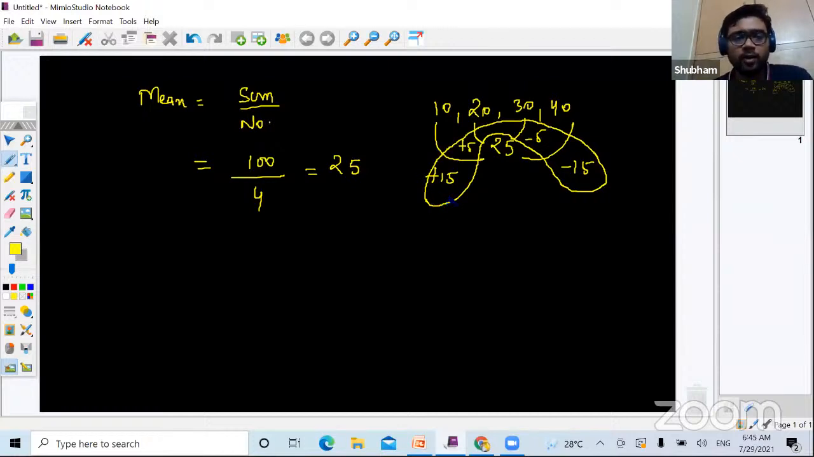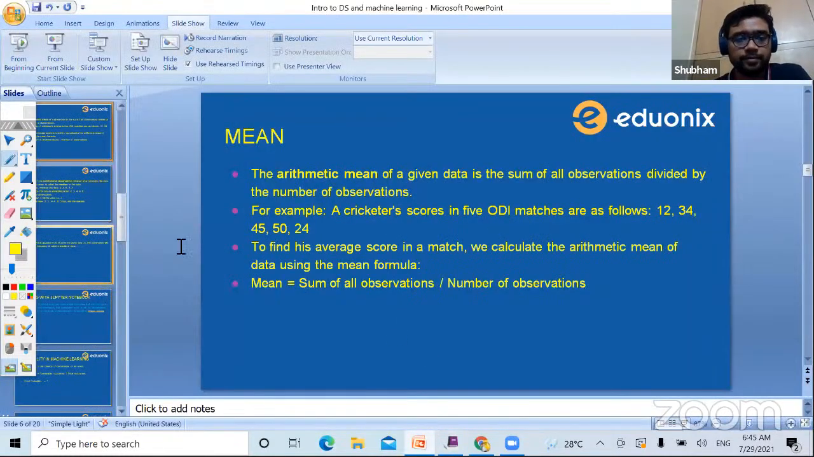Now what exactly is mean, and with the help of mean, how do we understand the data? To understand this thing, we need to understand median first. What exactly is median? I'll show you the slide for median and then we'll get back to this thing again.